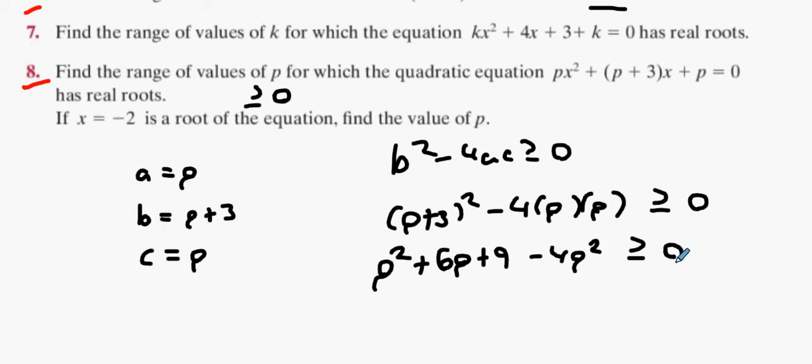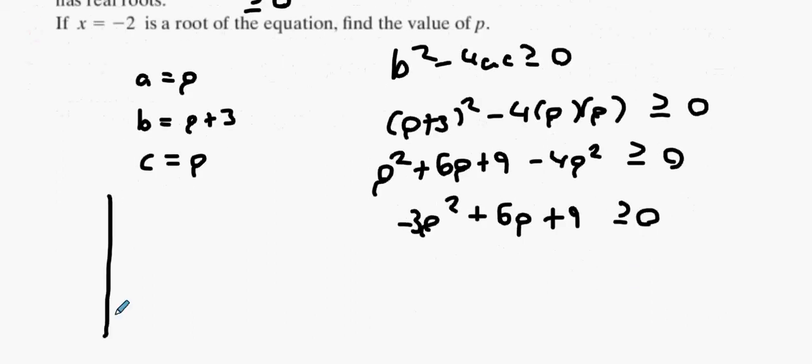Are you guys doing a U-shaper or an N-shaper? Huh? It's an N-shaper, okay? So it's an N-shaper, lads, okay? So you need to remember you're going to be working with an N-shaper, okay? Divide both sides by 3, and you get P squared minus 2P by 3.